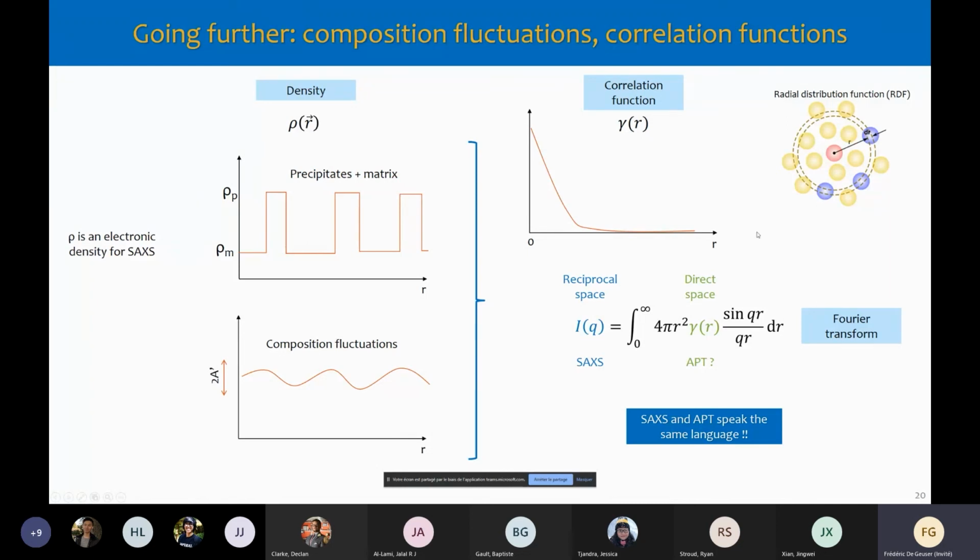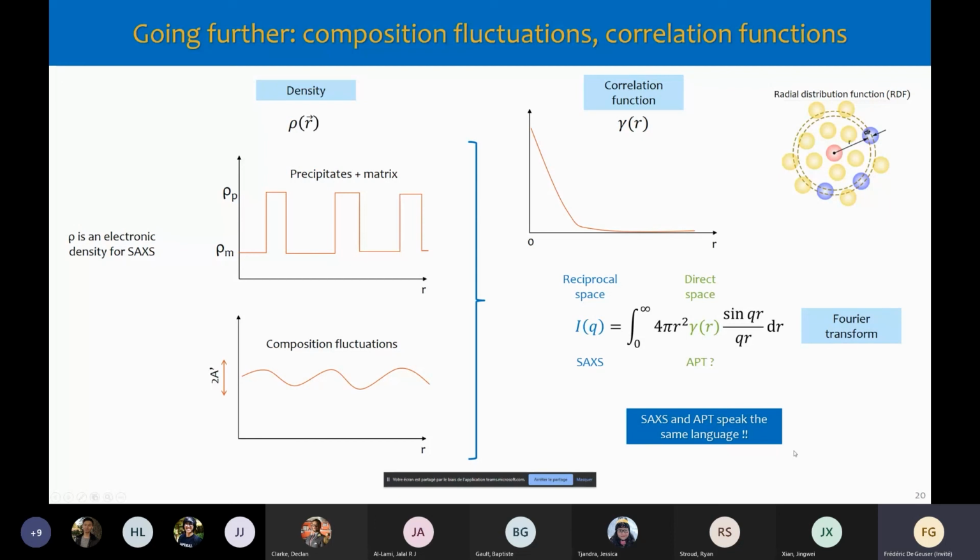Interestingly, what we measure in SAXS is the Fourier transform of this correlation function. But even more interestingly, this kind of correlation function can be calculated in atom probe, and they're usually called in this community radial distribution functions, RDFs. So we see that both things, intensity for SAXS and RDF for APT, are actually the same object, and we conclude from this that SAXS and APT speak the same language.